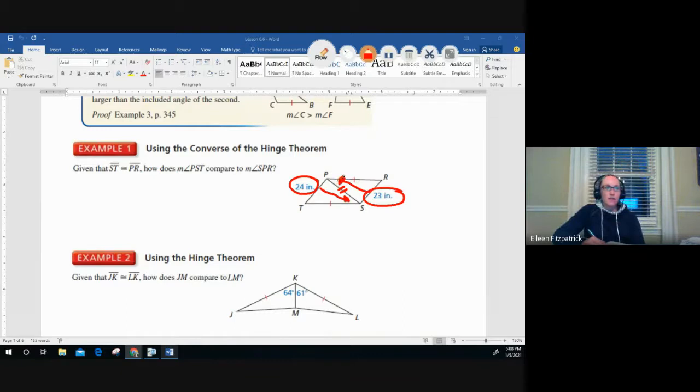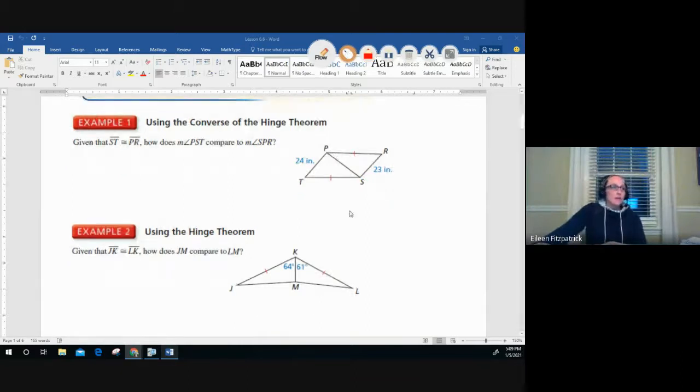All right. So the longer side is across from the larger angle. I can say that the measure of angle S is greater than the measure of angle P. Okay. And that's using the converse of the hinge theorem. If you compare the 2 sides, the longer side is going to be across from the larger of the 2 angles.